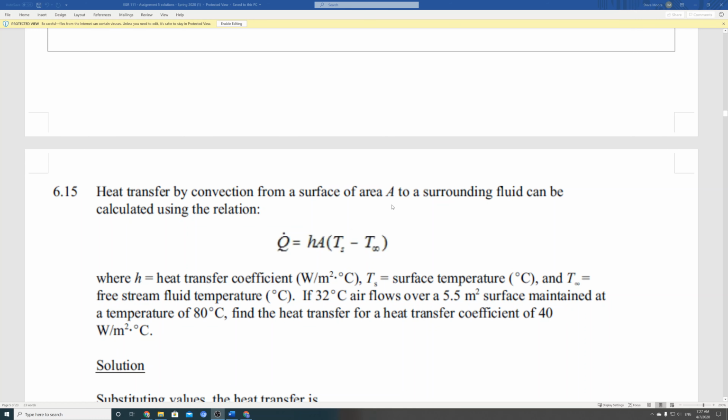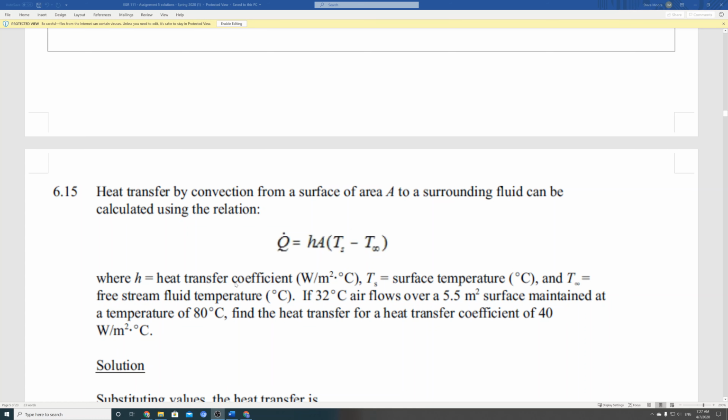This particular problem says you have some surrounding fluid, in this case air, so we're using maybe a fan to cool it. Maybe it's like the processor on your computer. Of course, this is a very large area for a processor, but it's the same concept here. You blow air over the top of it, and you have a certain temperature for the air flowing over it, and a temperature of that surface that you're trying to maintain at 80 degrees.